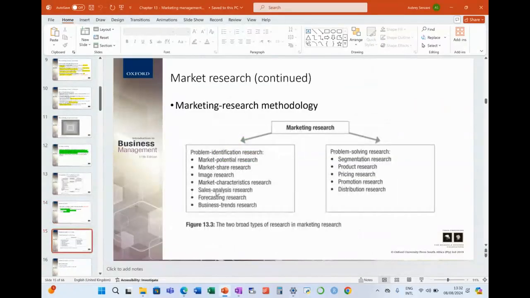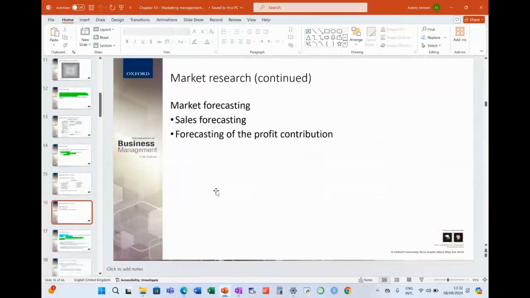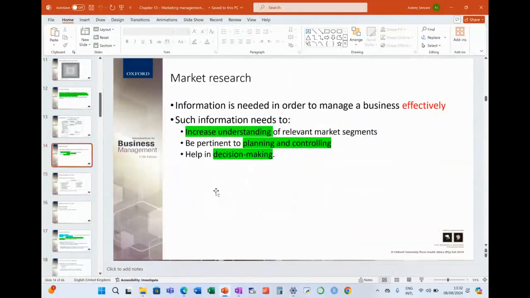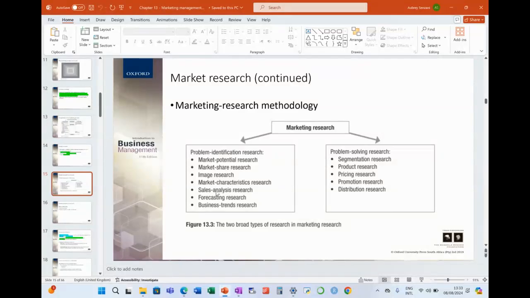Okay, so maybe let's just cover these two slides before, just to make sure. Okay, so after that, we've got marketing research, which we've spoken a little bit to, but the key things that we need from the information is obviously increasing understanding of the relevant market segments. Okay, so in other words, we want to find the segments of our market, and then for planning and controlling and to help us with decision making. Okay? Right. And there you can see marketing research methodology.